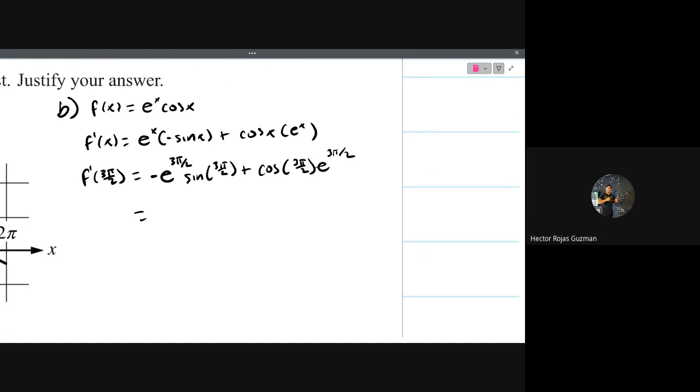So this gives me, well, sine of 3 pi over 2 is negative 1, which means we now have a positive. And cosine of 3 pi over 2 is 0. So the whole thing is 0. There's the slope of the tangent line. 2 points.